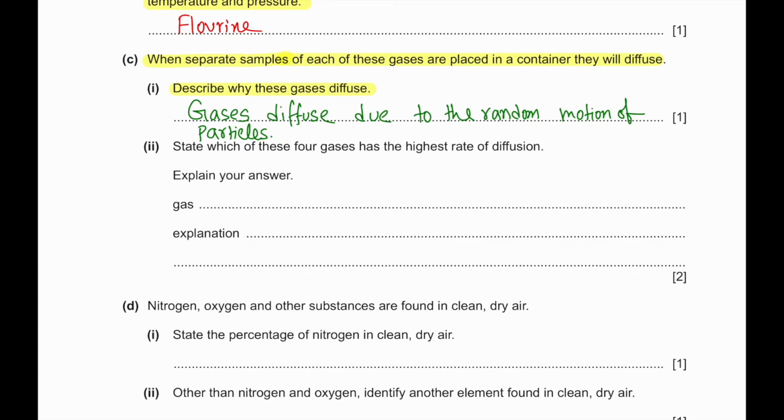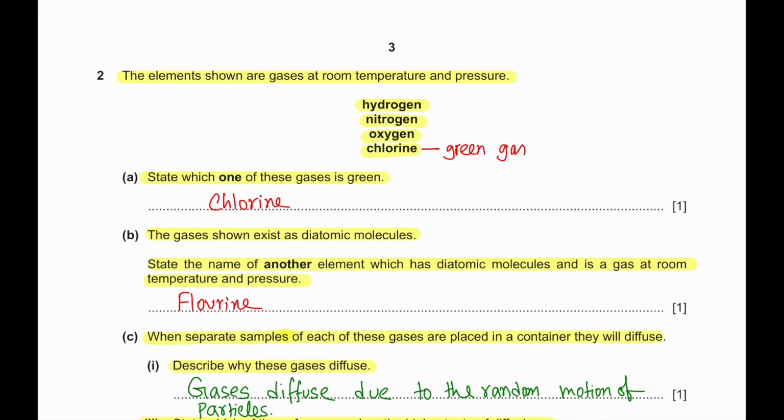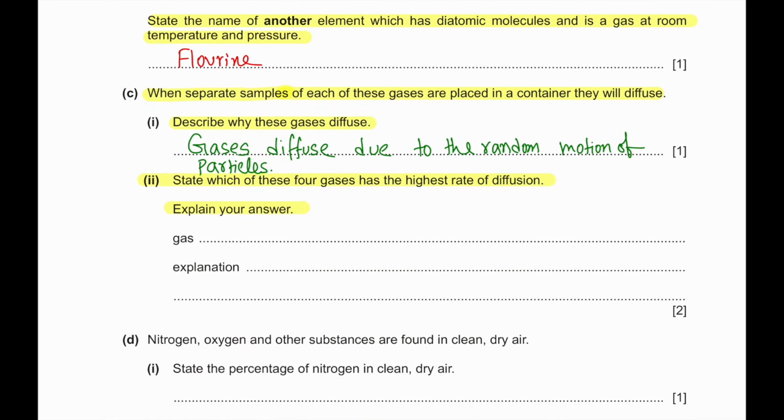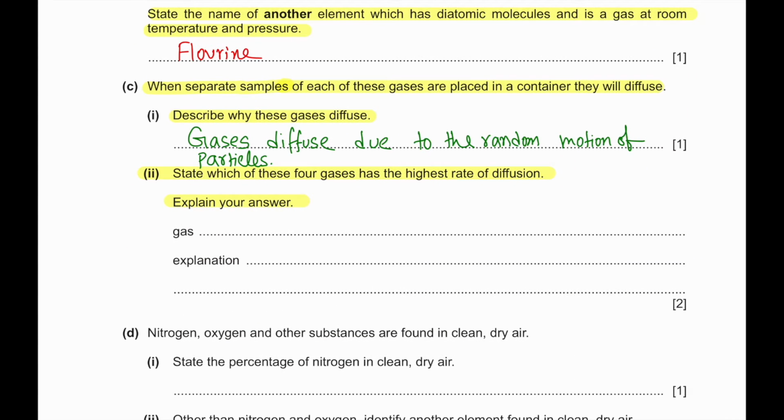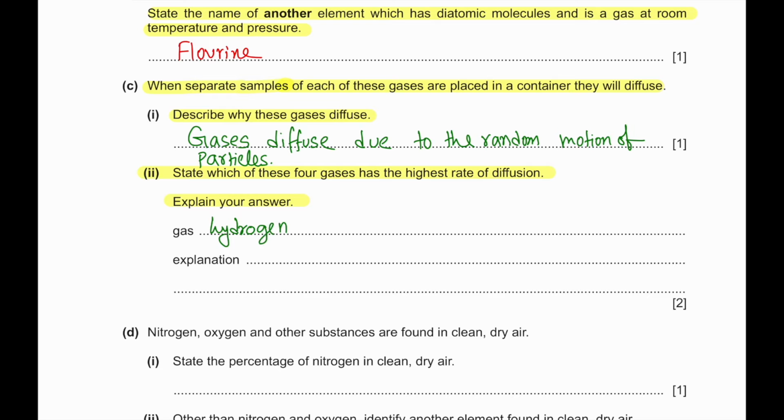Question 2c(ii). State which of these four gases has the highest rate of diffusion. Explain your answer. Out of all of these gases, the one with the lowest molecular mass will have the highest rate of diffusion. Hydrogen is H2, with a molecular mass of 2. Nitrogen is N2, with a molecular mass of 28. Oxygen is O2, with a molecular mass of 32. Chlorine is Cl2, with a molecular mass of 71. So the gas with the highest rate of diffusion will be hydrogen. Explanation: it has the lowest molecular mass.